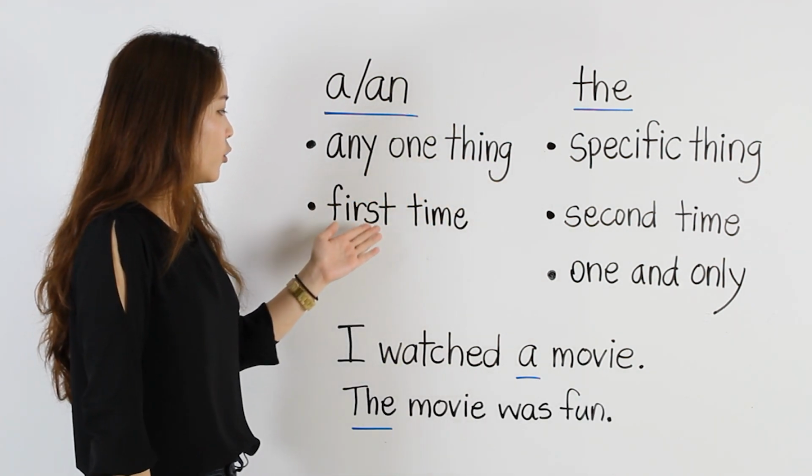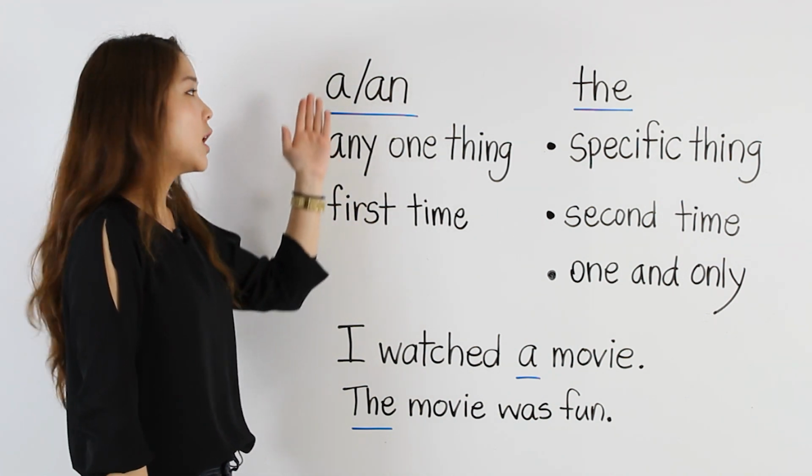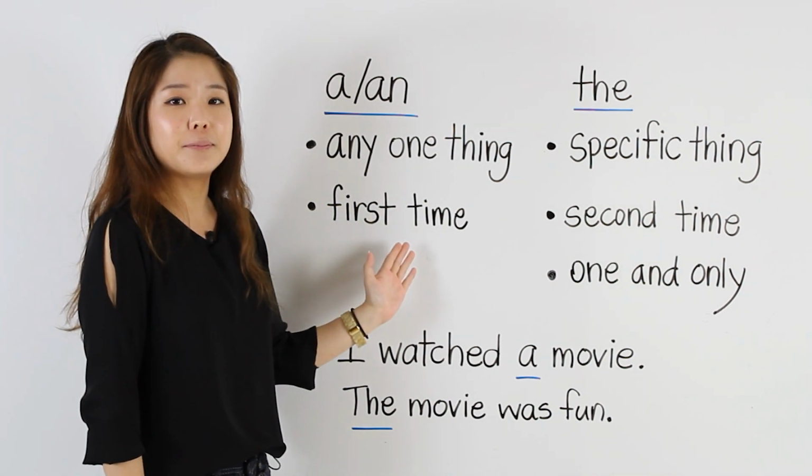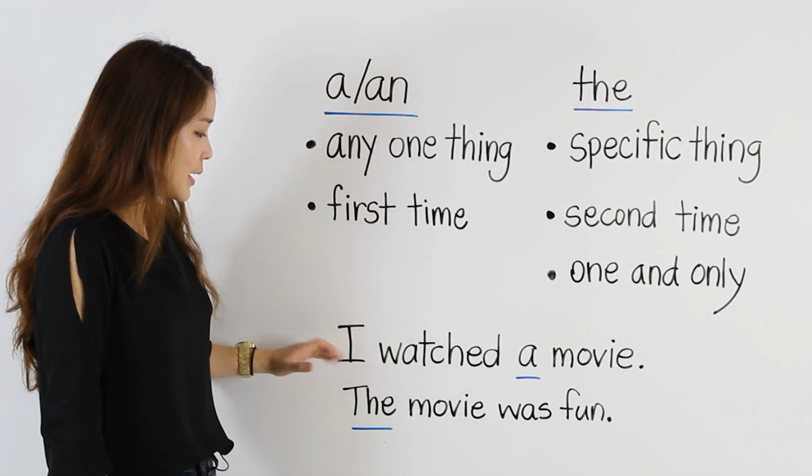Okay, let's move over here. We also use a or an when we're talking about something for the first time. So I have another example here.